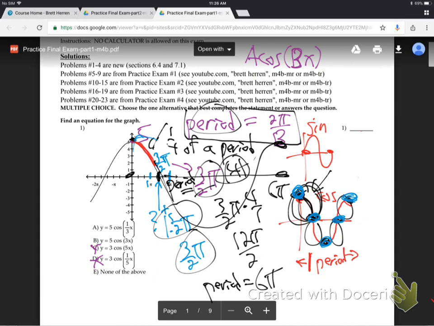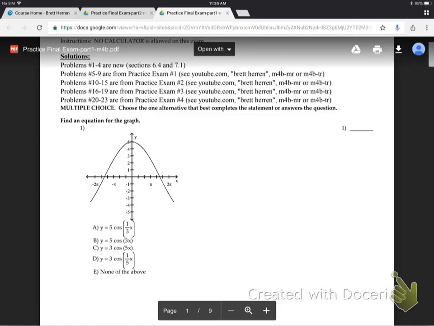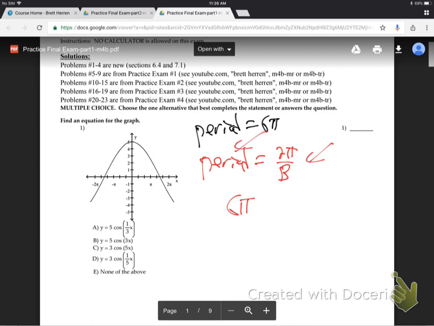Now let me get a fresh screen here. Now I know the period is 6 pi, so I can use the formula. What formula? Period equals 2 pi over b. That's what you want to have in your 3x5 full sheet of notes, for sure. Plug in the period. So 6 pi is 2 pi over b.